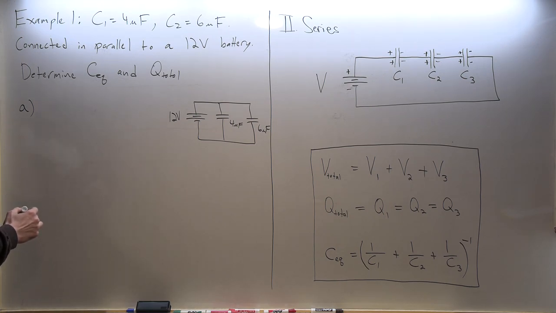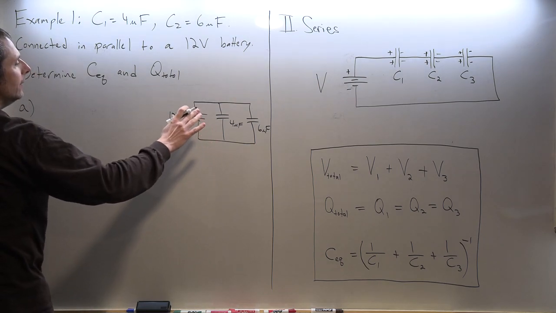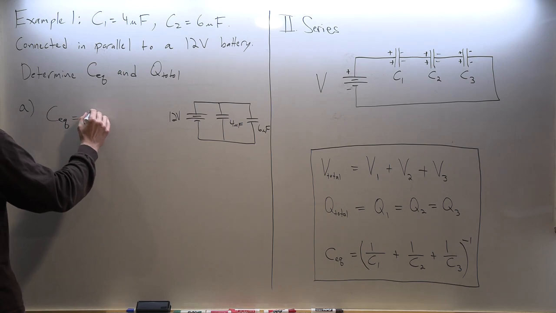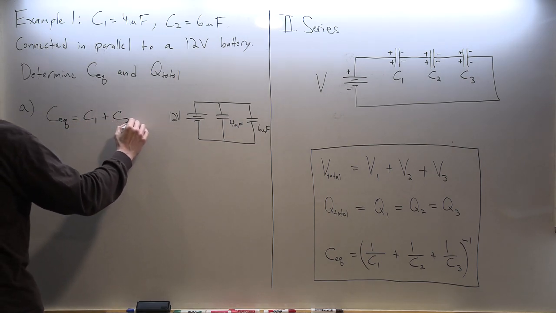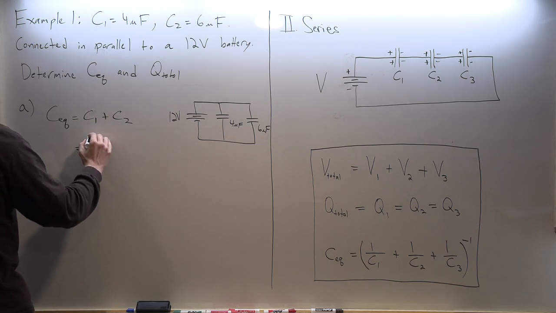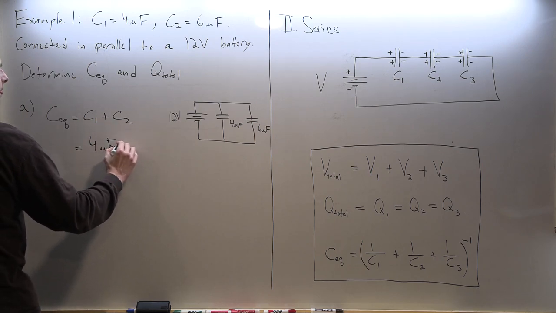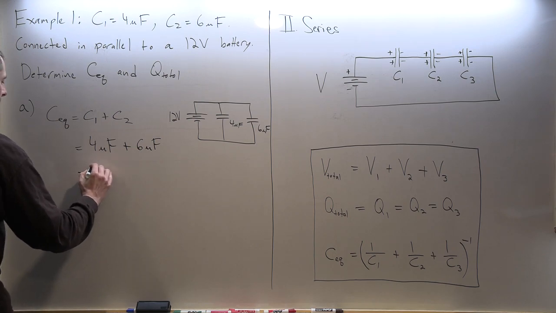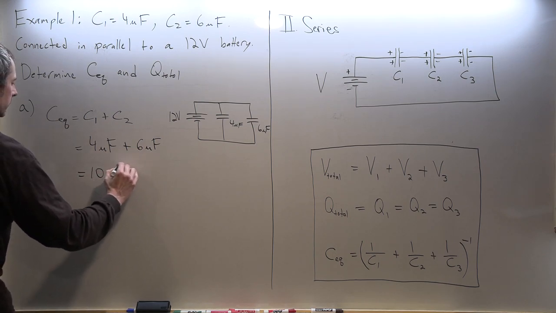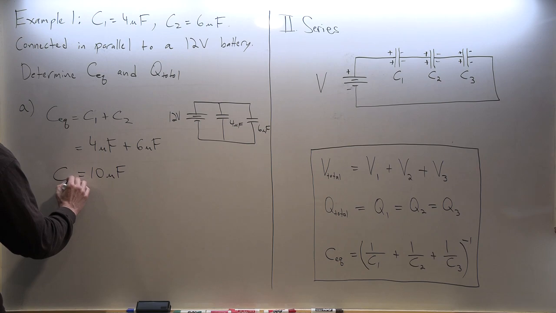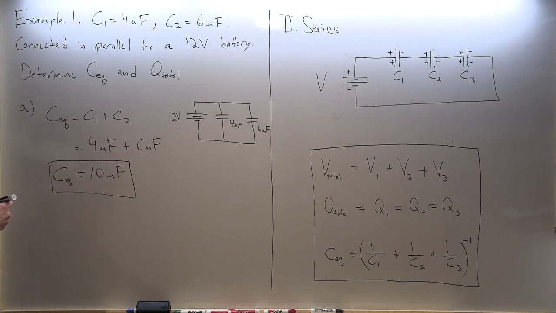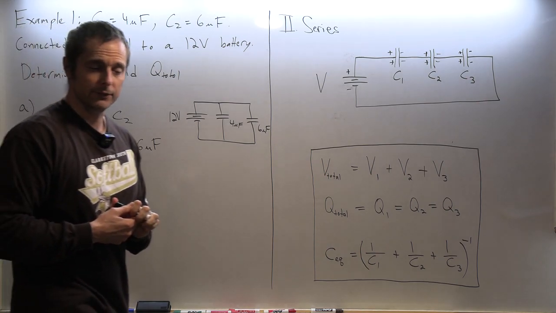What you want to do is use the simple rule that when in parallel, the capacitances add. So the total capacitance of these two will just be C1 plus C2. In other words, 4 microfarads plus 6 microfarads equals 10 microfarads. You're welcome to leave the micro unit throughout and just carry it through and leave it that way.